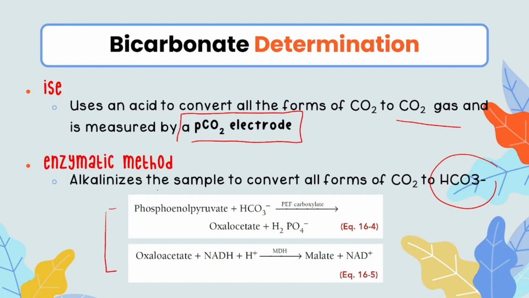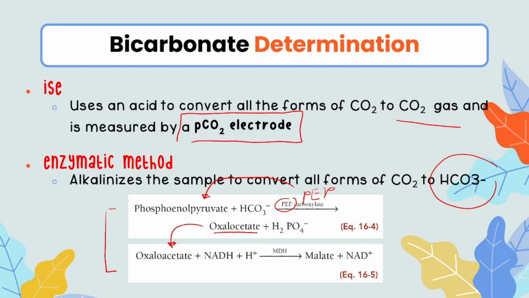So, there are two enzymes involved here. Kindly correct this one, kids. It should be PEP. Your phosphoenol pyruvate, and your enzyme here is your PEP carboxylase. So, phosphoenol pyruvate, in the presence of PEP carboxylase, will catalyze the formation of your oxaloacetate, which will be used for our next reaction.